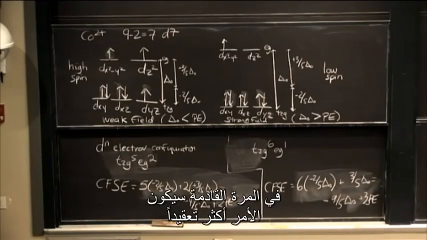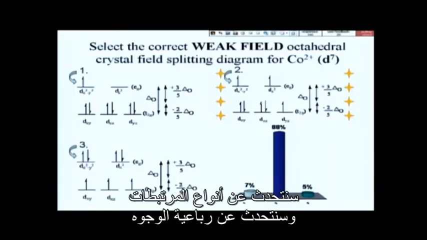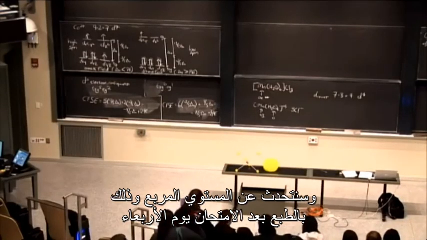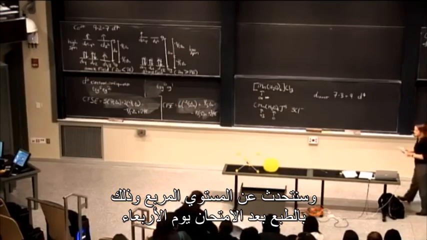I think you have this part down. Next time we get more complicated, we're going to talk about types of ligands. We're going to talk about tetrahedral. We're going to talk about square planar. And that's, of course, after the exam on Wednesday.